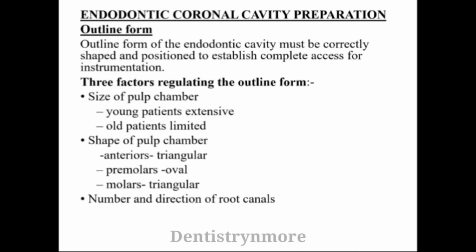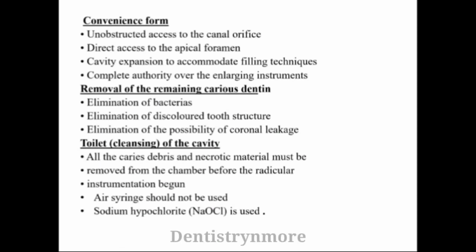So the outline form of an endodontic cavity must be correctly shaped and positioned to establish complete access for instrumentation. And the 3 factors included are, first, the size of the pulp chamber. That is, in young patients it is extensive, and in old patients it is very much limited. And the shape of the pulp chamber: in anterior teeth it is triangular, in premolars it is oval, and in molars it is also triangular. And the number and direction of the root canals. Next one is convenience form.